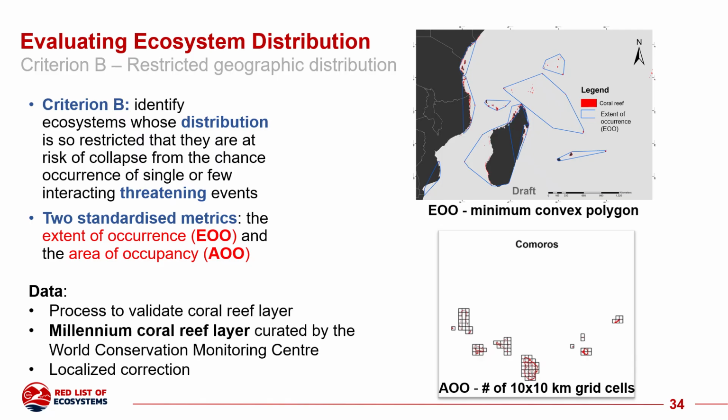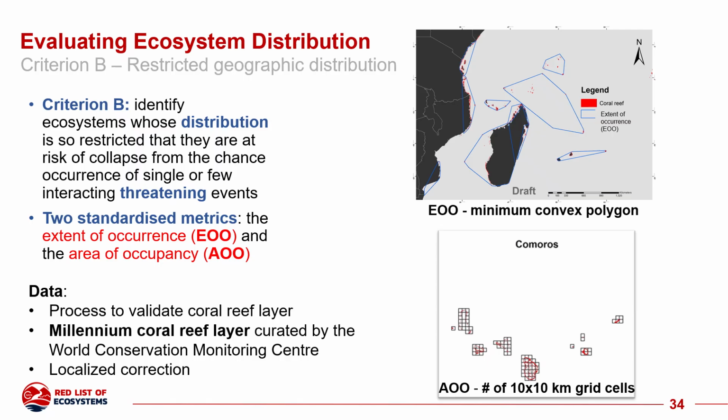To begin, you'll need to provide a validated coral reef layer for your region. We will start with the Millennium Coral Reef Mapping Project layer, as curated by the UNEP World Conservation Monitoring Centre. However, you can include localized corrections or replace parts of the global layer with more accurate or detailed national maps where available. Once the coral reef layer has been validated, the process to calculate EOO and AOO is fully automated using scripts in the RLE code repository. The script will generate the minimum convex polygon for EOO and count the number of occupied 10 by 10 kilometer grid cells to calculate AOO.